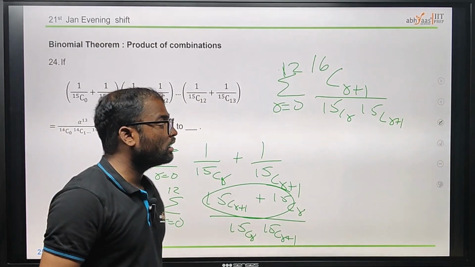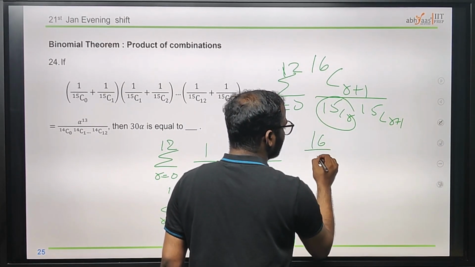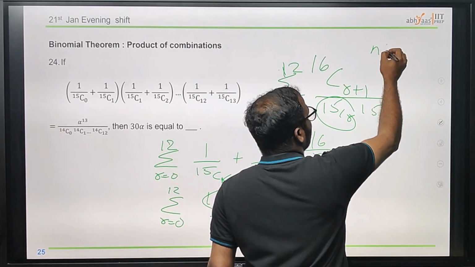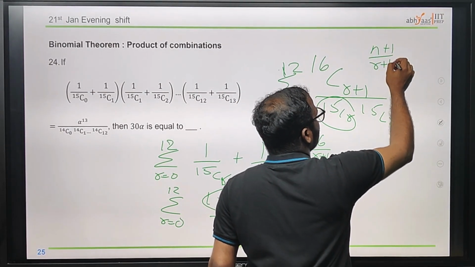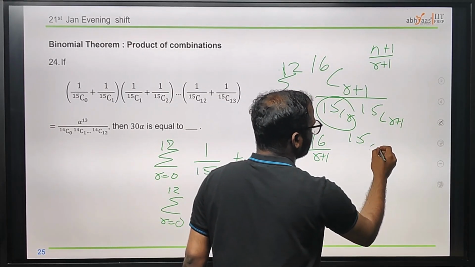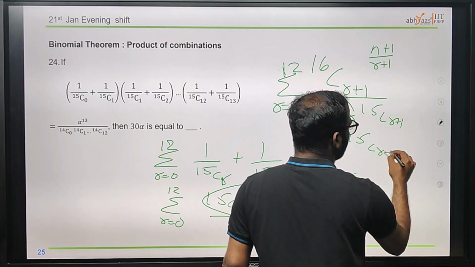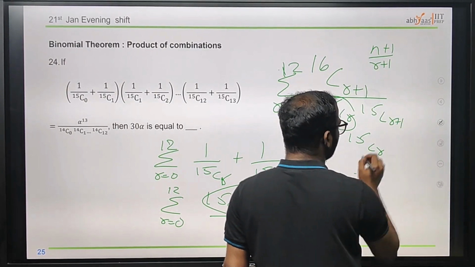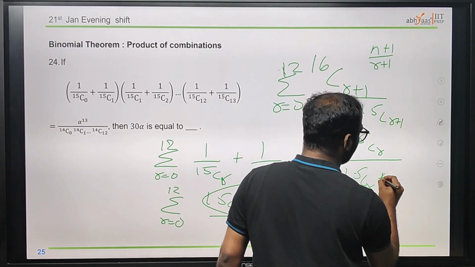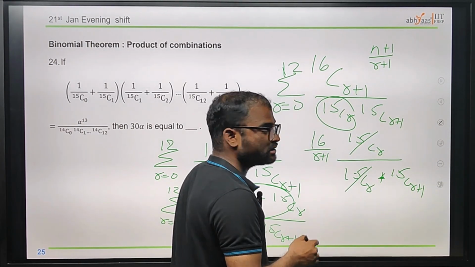Now we have to take this one out. We can also write it as 16 by (r+1), since we know n plus 1 by r plus 1, the same thing I am writing here, which is nothing but 15Cr. Divided by 15Cr as usual, into 15C(r+1). If you see here, we have a cancelling situation.